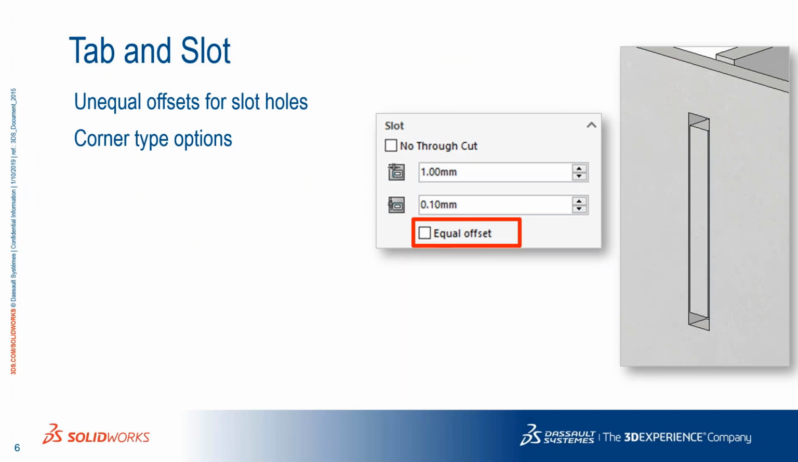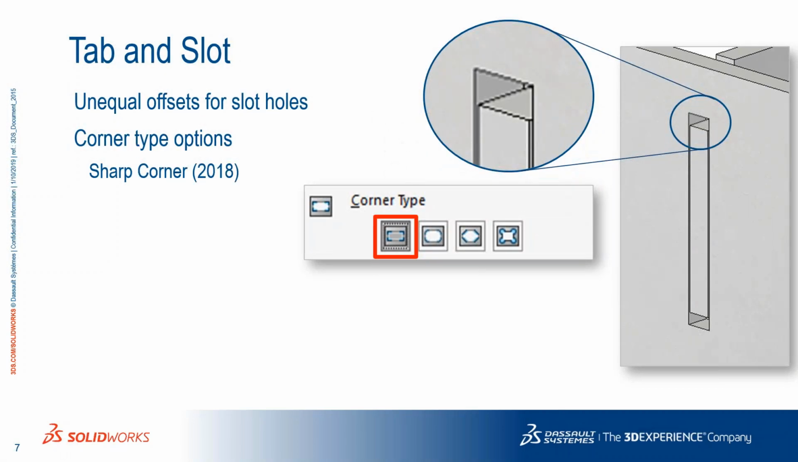So next is the tab and slot enhancements. So we have unequal offset for slot holes, which allows you to set the gap distance from the slot to the hole. You can see the little images here letting you know that if you want to have the vertical distance more than the horizontal distance, you can set that as you need. You also have the no through cut option, so you can allow it to cut all the way through or just a certain depth. That allows you to control that a little bit more.